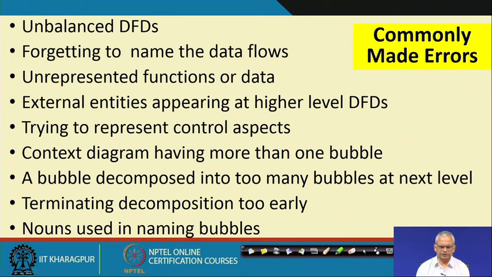Listed the commonly made errors here: unbalanced DFDs, forgetting to write the name of the data on a data flow, functions that should be there based on the SRS document are not present, or data that should be produced or consumed are omitted, that is an error. External entities appearing at higher level DFDs, representing control aspects, context diagram having more than one bubble, a bubble decomposed into too many bubbles at the next level, terminating the decomposition too early or too late, using nouns to name the bubbles, etcetera. These are some of the common errors.